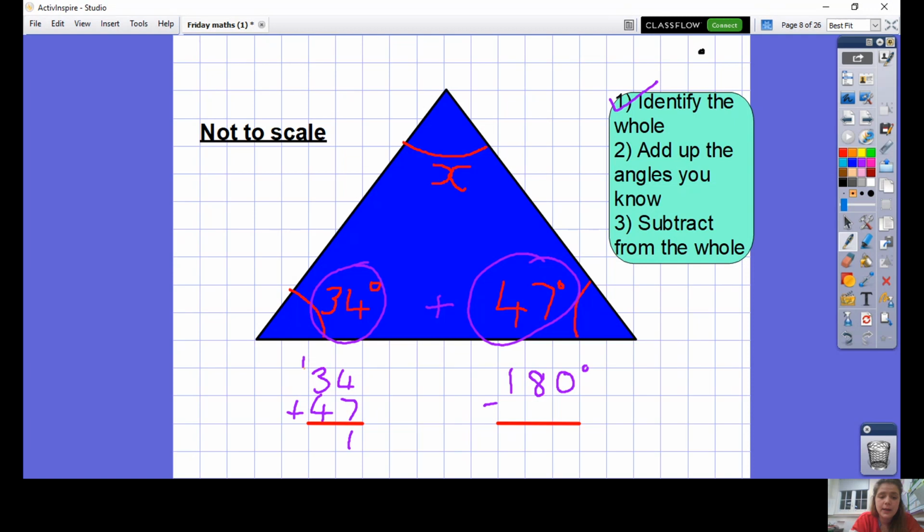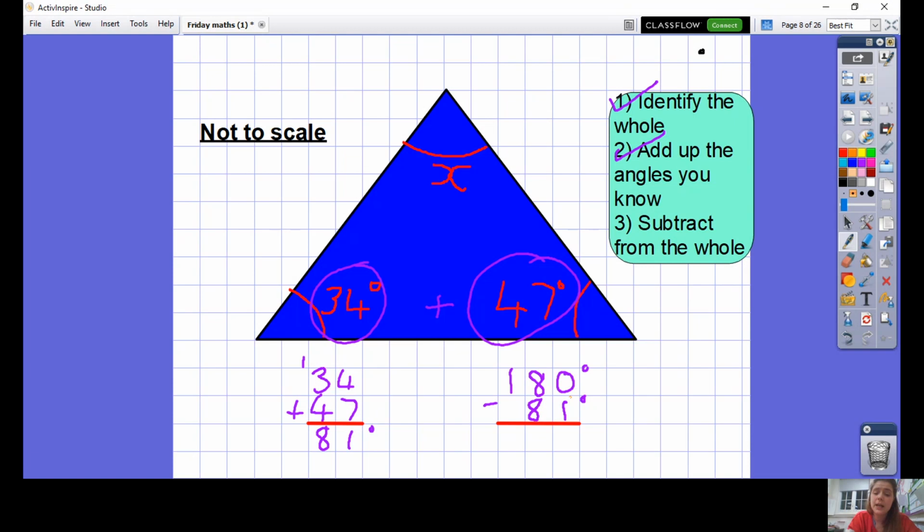So first I'm doing 34 add 47. 4 add 7 is equal to 11. 1 add 3 add 4 is equal to 8. So if I add those 2 numbers up, I'm left with 81 degrees. Okay, my next step then, add up the angles you know. I now need to subtract from the whole. I'm subtracting the total of the 2, so I'm doing 180 take away 81.